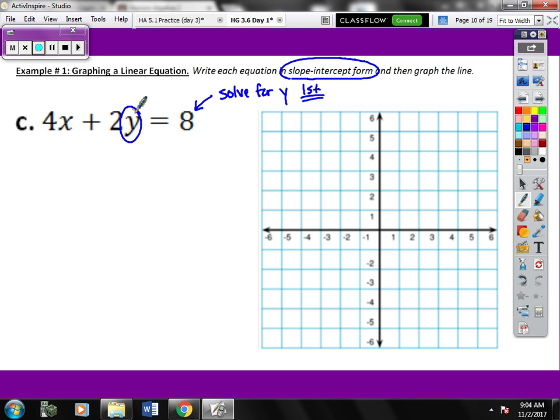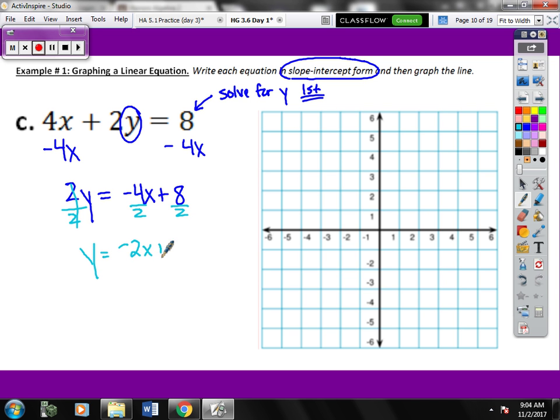Gail? Subtract 4x from both sides. Good. You need to move the 4x over first to get 2y equals negative 4x plus 8. And then lastly, we have to divide by 2. You do want to make sure that you divide every single number by 2, so all 3 terms. And we will get negative 2x plus 4.